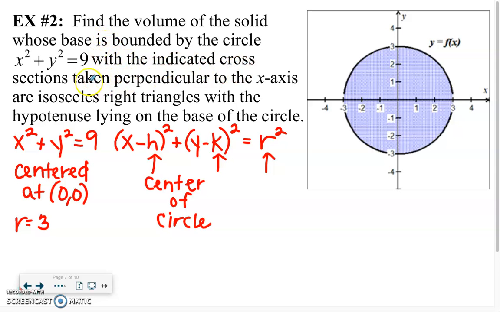Okay, anyway, with the indicated cross sections taken perpendicular to the x-axis, and they are isosceles right triangles with the hypotenuse lying on the base of the circle. So what I like to do is first say, they want us to draw something perpendicular to the x-axis.